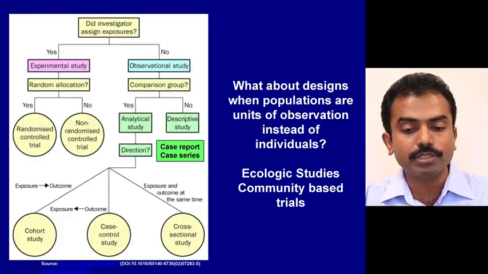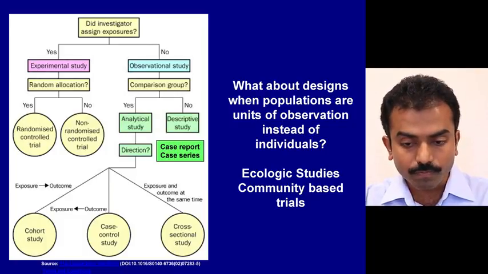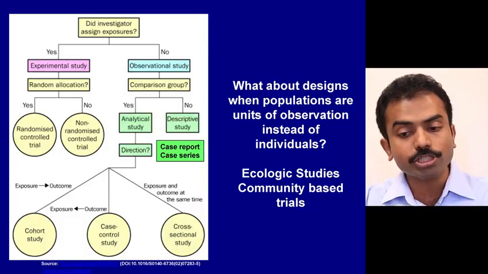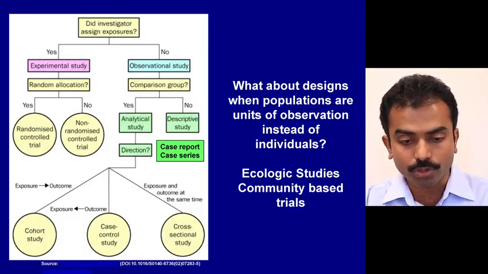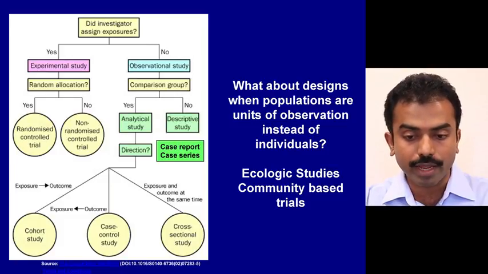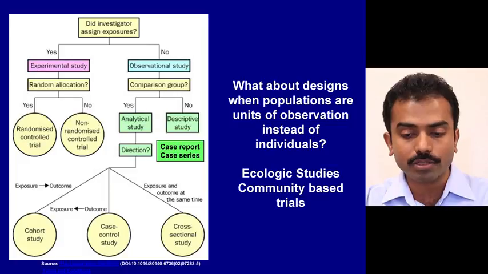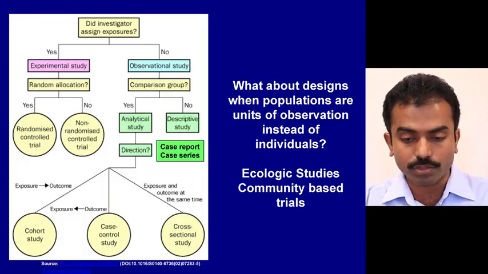This is essentially trying to classify all possible study designs. Now there are a couple of study designs when populations are units of observation instead of individuals, and I'll come to that with greater detail a little later. But there are two important study designs. One is called ecologic studies. The other one is called community-based trials.